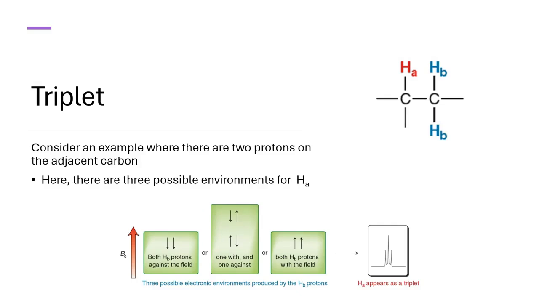Now let's consider HA having 2 neighboring protons. The 2 neighboring protons HB will have different ways that they can align with or against the magnetic field. Both HB protons can align against or with, or one with and one against. Because there's two neighboring protons, the HA signal will be split into a triplet because n plus 1, or 2 plus 1, is 3.